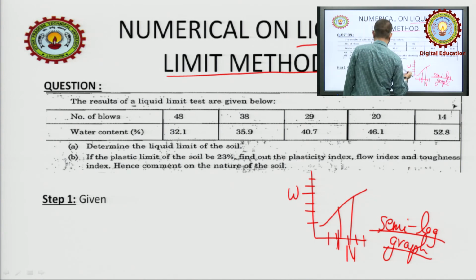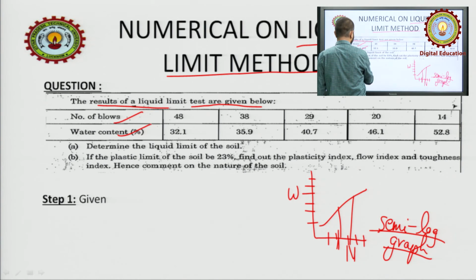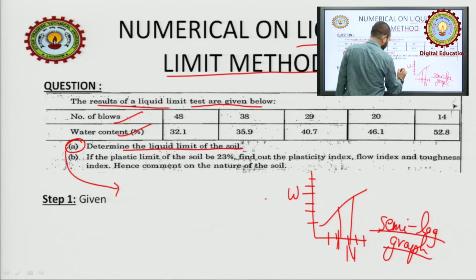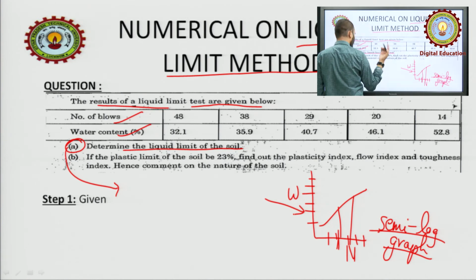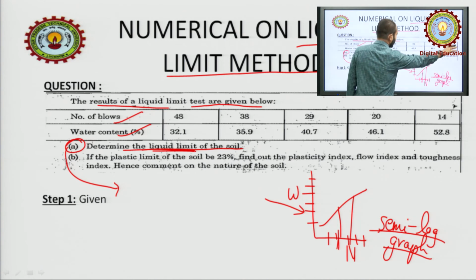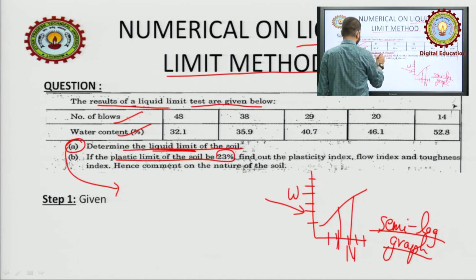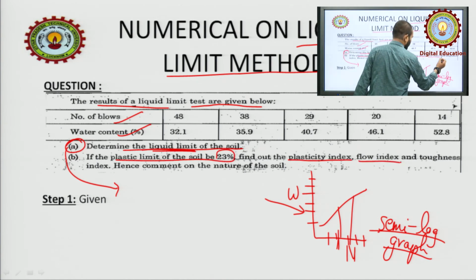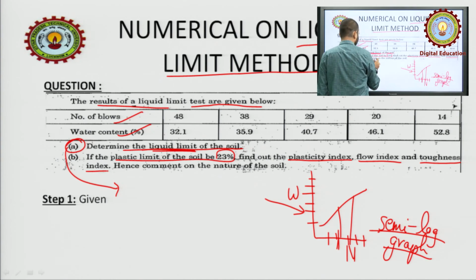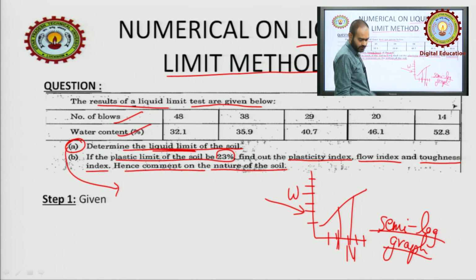So, what we have been given now, let us see. The results of the liquid limit test are given as number of blows and water content; determine the liquid limit. To find the liquid limit, we have to plot this graph on the semi-log. Only then can we find the liquid limit corresponding to these practical values. Otherwise, we cannot find it. So, first of all we will plot the graph. Then what is the second question? Plastic limit is 23%. Find the plasticity index, flow index, and toughness index. Hence, comment on the nature of the soil.